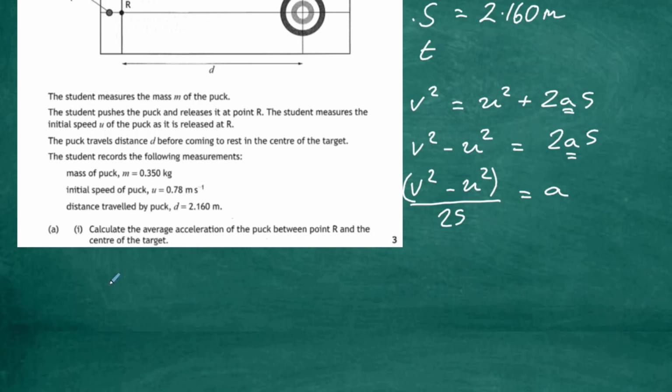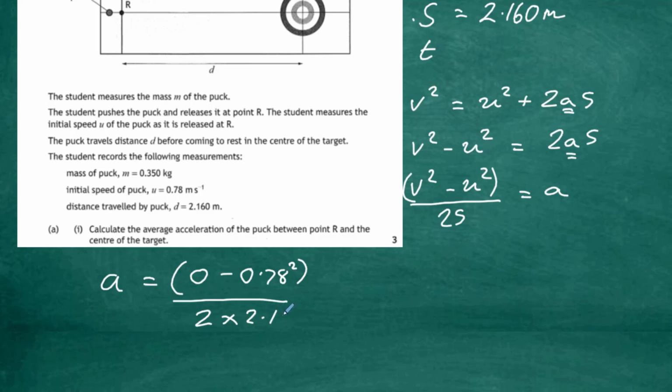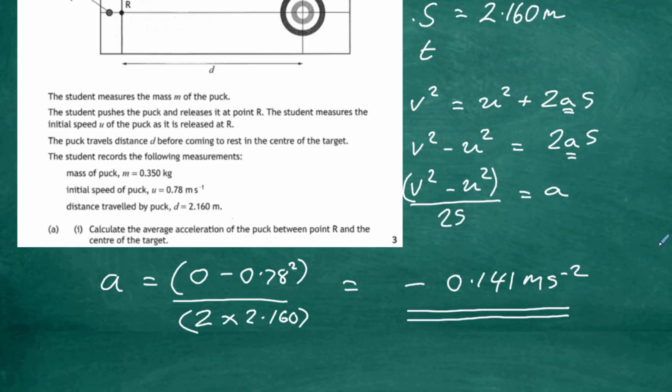So now we can plug in the numbers. Acceleration equals the final velocity squared, 0 squared, take away 0.78 all squared, divided by 2 times the distance, 2 times 2.160. Put that in a bracket, do that in my calculator, and we end up with a value of minus 0.141 meters per second every second. You can see that the acceleration is negative because the puck is slowing down, so the average acceleration is minus 0.141 meters per second per second.